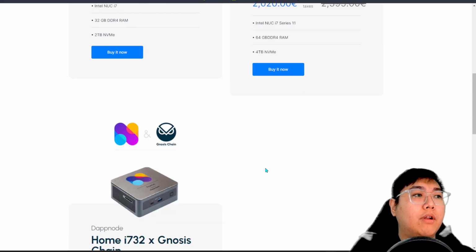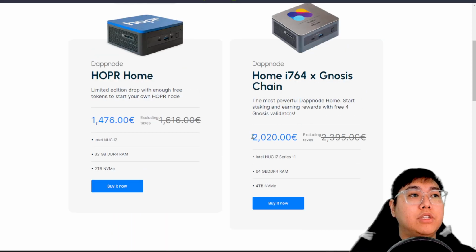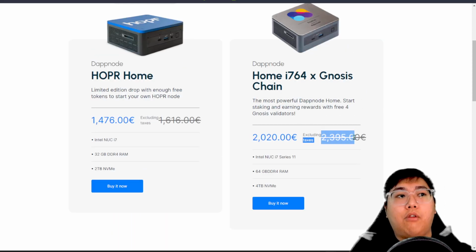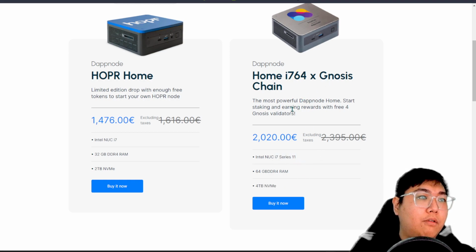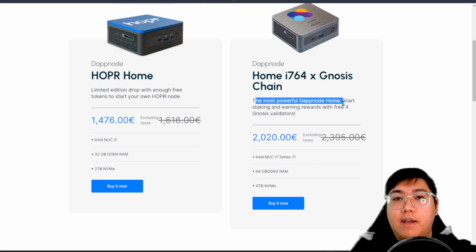And if you go for the most expensive tier itself, which is $2,000, and of course there's a discount right now, I would say it's definitely a steal. Over here you can see they are offering 64 GB of RAM, and after that 4 TB of NVMe, and of course it is the Intel i7 Series 11. This is the most powerful device that they are currently offering.